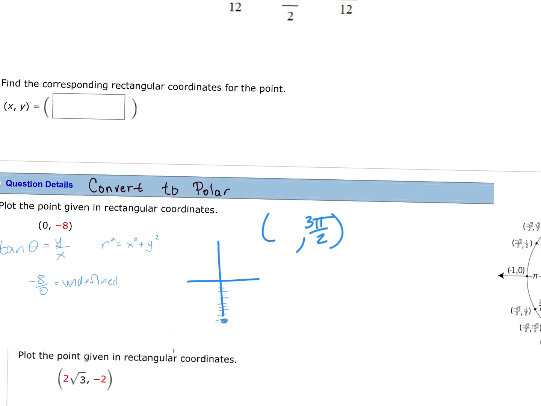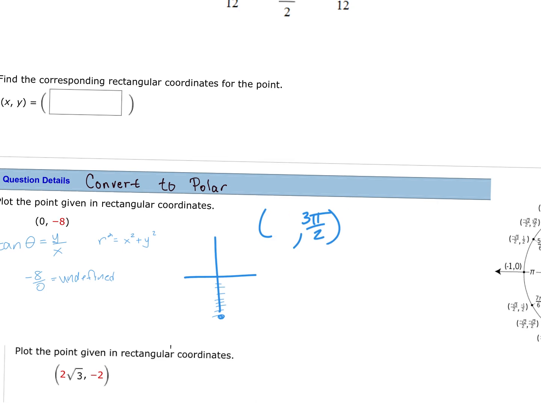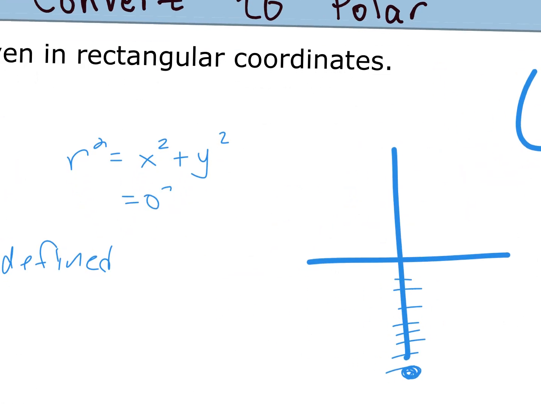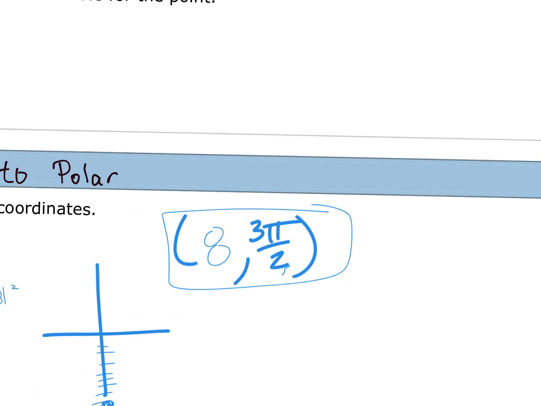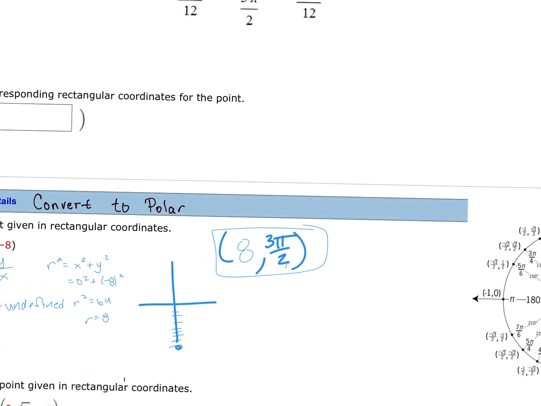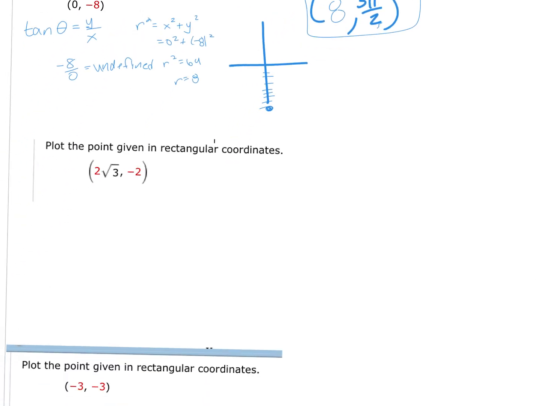Now how do you find your r? How do you find your radius? Well, you just take those points, square them and add them together. So you have 0 squared plus negative 8 squared, so r squared equals 64. What's r equal? There you go. So when we just converted from rectangular to polar, that's what we got right there. So take the point they give you, do the tangent, put the y over the x, figure out where on the unit circle that would be, and then just use the Pythagorean theorem. Okay. All right, look at the next one.